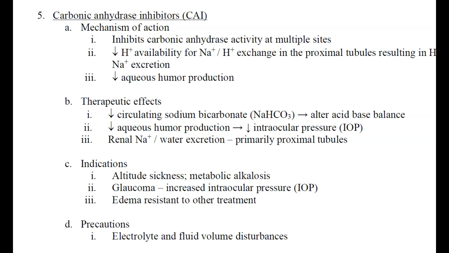Indications include altitude sickness, glaucoma, and edema that's resistant to other treatments. For altitude sickness, the mechanism of action for this specific purpose is actually unclear. In addition, it helps with metabolic alkalosis. It decreases the circulating sodium bicarb, which is released by the pancreatic duct cells in response to acid in the duodenum, therefore changing the pH and correcting the metabolic alkalosis.